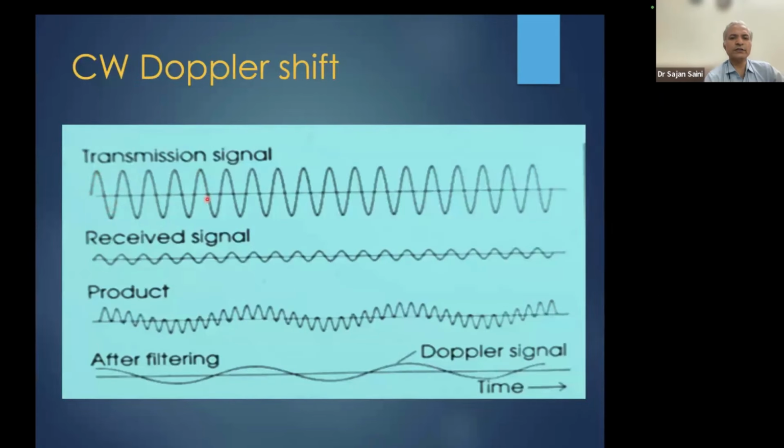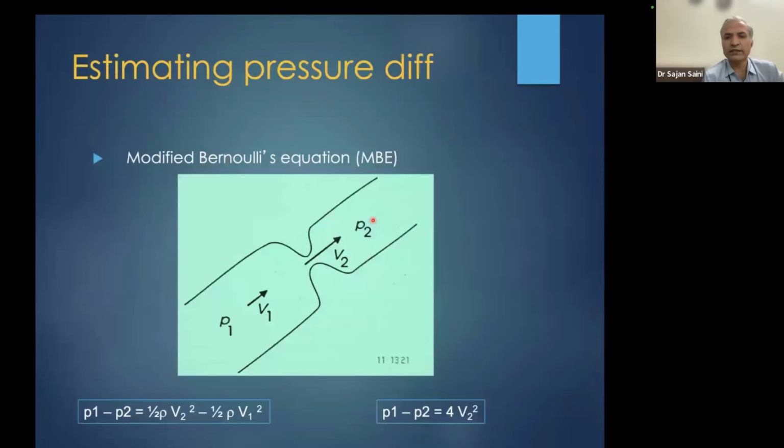This is the transmitted signal, this is the received signal, and the machine calculates the product of these two, and it filters and smoothens it out. And this is the Doppler shift which the machine calculates, and this is the maximum Doppler shift. So this is at a particular area. There could be other Doppler shifts in various areas. So the machine picks up the maximum Doppler shift and depicts it on the screen.